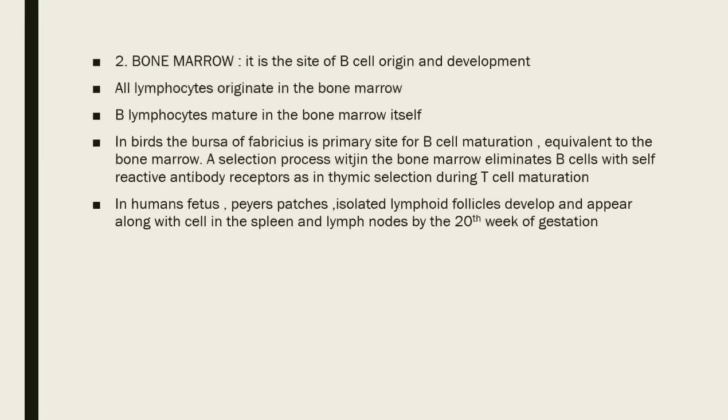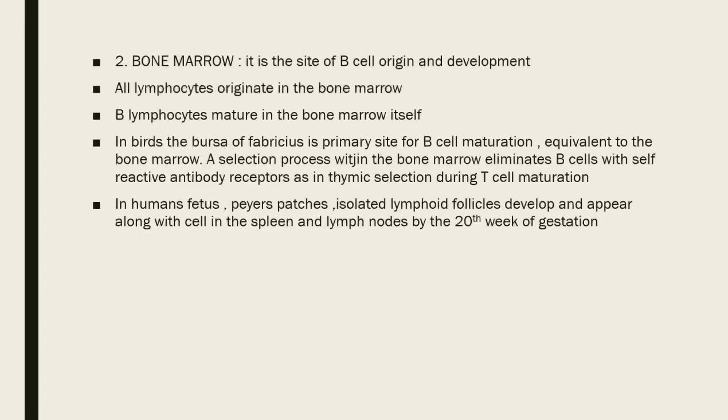Second one was bone marrow. So it is the site of B cell origin and development. All lymphocytes originate in the bone marrow. B lymphocytes mature in the bone marrow itself. In birds, the bursa of Fabricius is the primary site for B cell maturation, equivalent to the bone marrow.